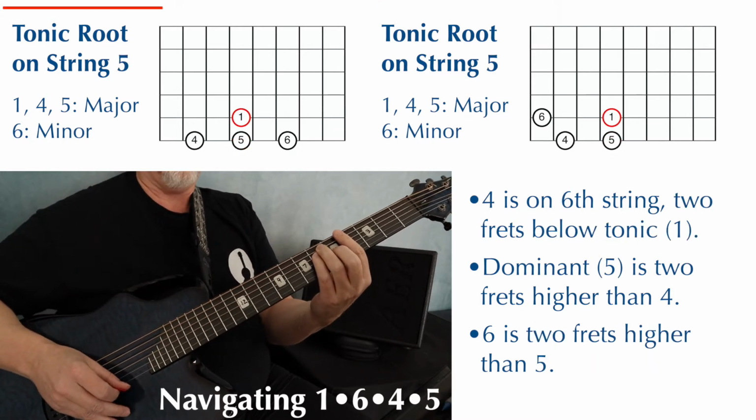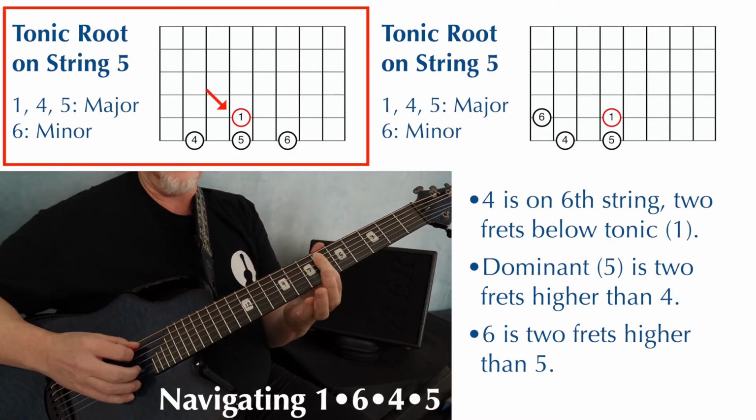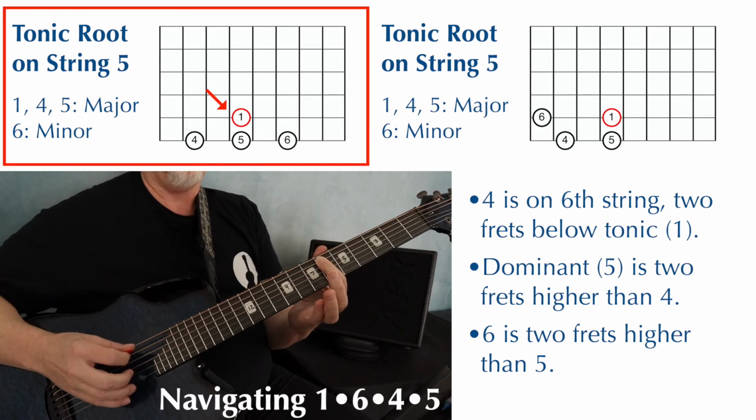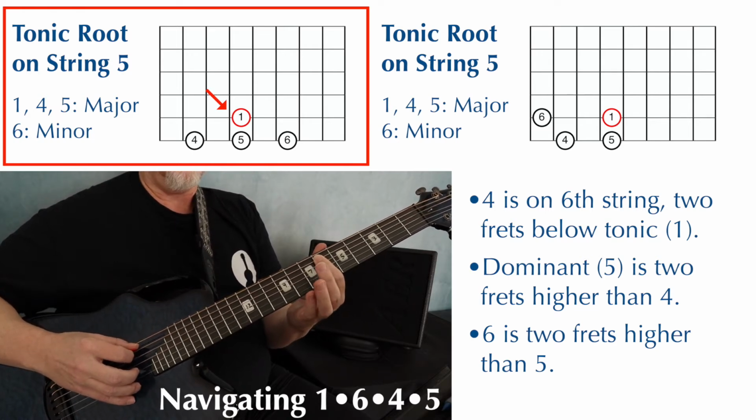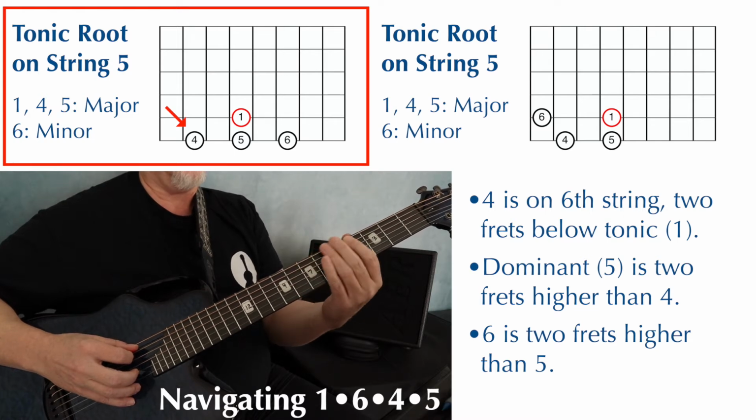Now let's say our tonic is on the 5th string. Let's say it's an E flat. Relative to the 1 chord, your 4 chord is going to be on the 6th string, 2 frets to the left.